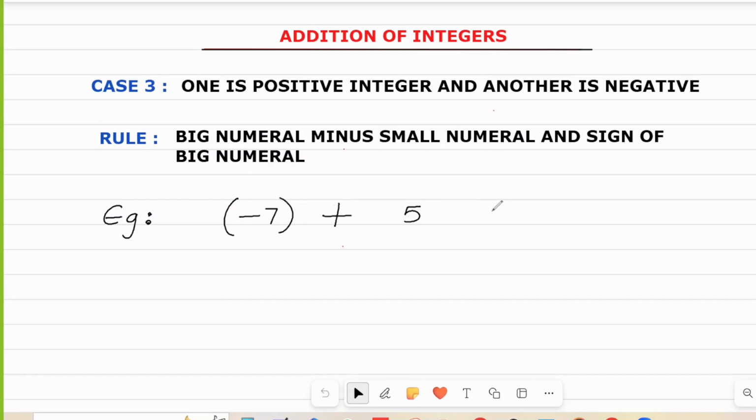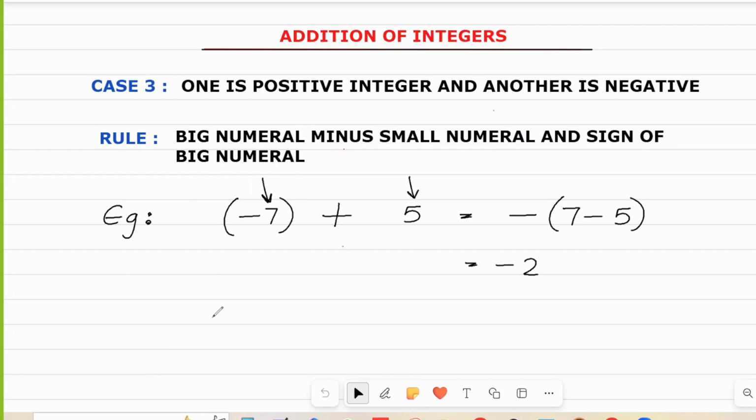So according to the rule, when we have to add these two numbers, the rule is big numeral minus small numeral. Children, please note here that 7 is the numeral part, minus 7 is the integer. So here we are just focusing on the 7 numeral and the 5 numeral. That is, the numeral part is without any sign. So it will be big numeral minus small numeral and the sign of big numeral. So here we know that 7 is a bigger numeral. So we will take up the sign and this becomes minus. Now you can calculate 7 minus 5 is 2. So it becomes minus 2.